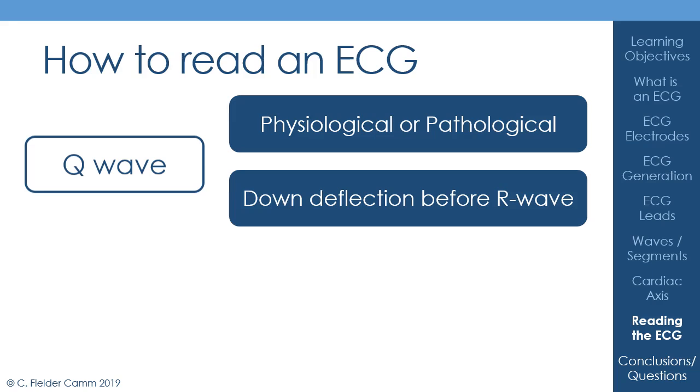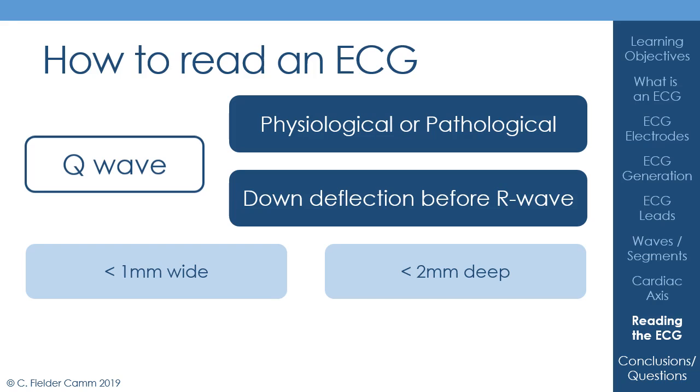wave. Now, whether they're physiological or pathological is really determined by size and a bit by patient history. So if they're narrow, less than a small square, 1 millimeter wide, and they're shallow, so less than 2 millimeters deep, then they may well just be physiological Q waves.